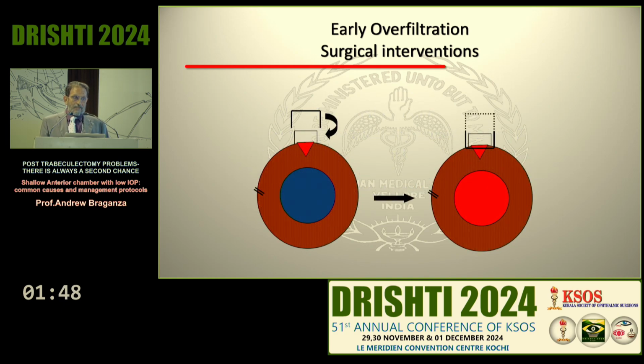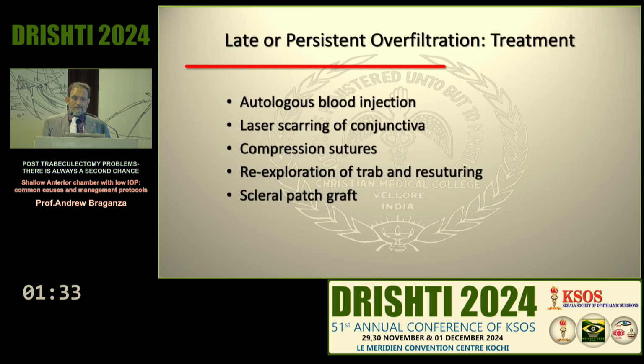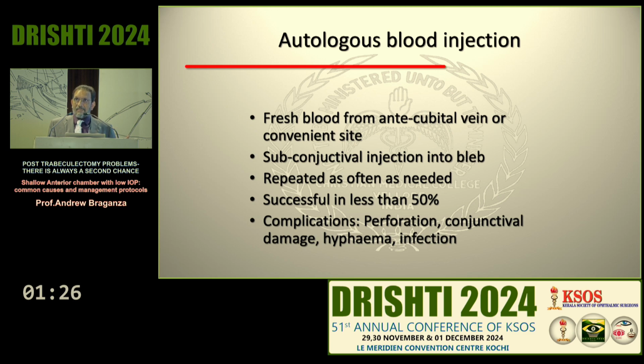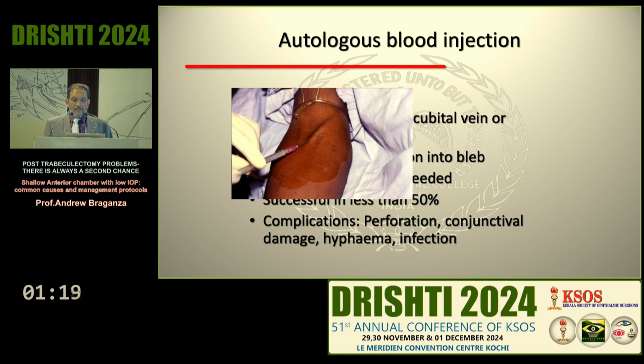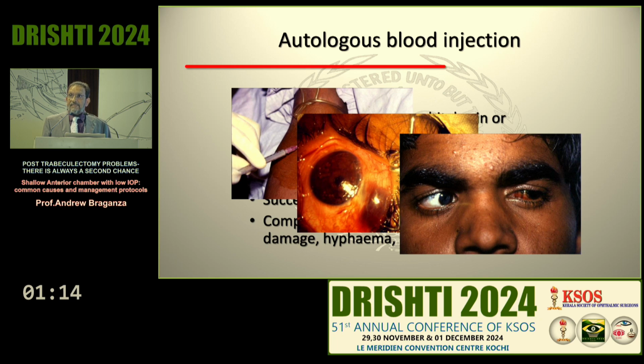This is just an outline of what you would do. The indication for intervention and a scleral patch graft is if you have a high chance of infection, or if you have hypotony maculopathy or chronic corneal edema, anything affecting visual acuity. You can try autologous blood injection, you can try laser scarring of the cornea, and several things. Autologous blood injection is successful about 50% of the time, but it's such an easy procedure, and here you can see I've shown a few slides, that it's worthwhile trying.